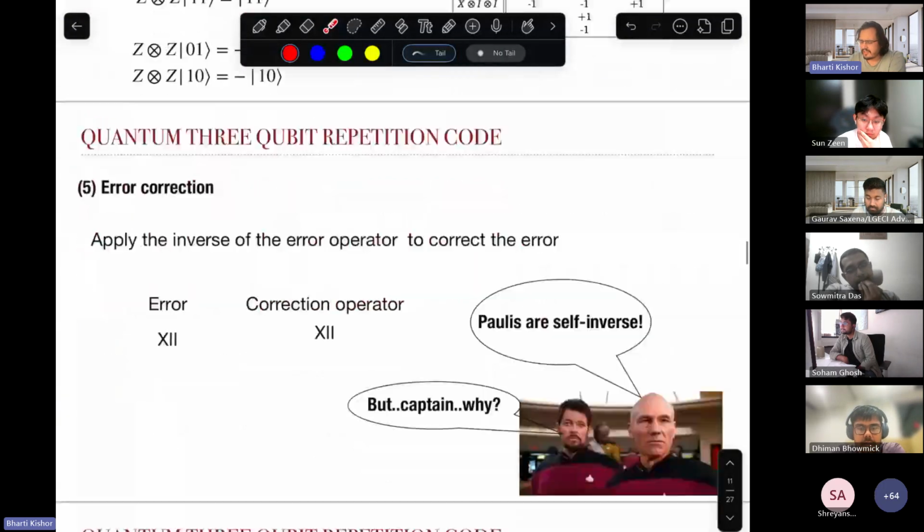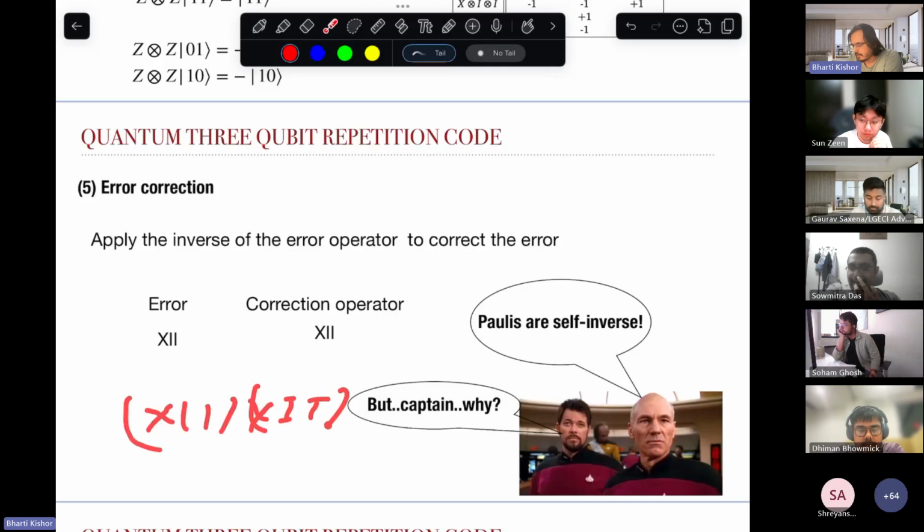And error correction in this case is very simple. Let's say the error is XII. For the 3-qubit repetition code, it's very simple. If the error is XII, the correction operator is just the same operator. And the reason is simple: because Paulis are self-inverse. So if you apply XII twice, that will be basically III. That helps us see why just applying the same operator works. So that's how we do error correction.